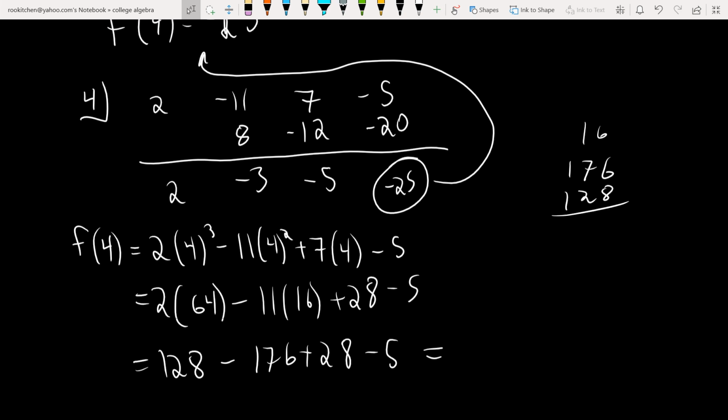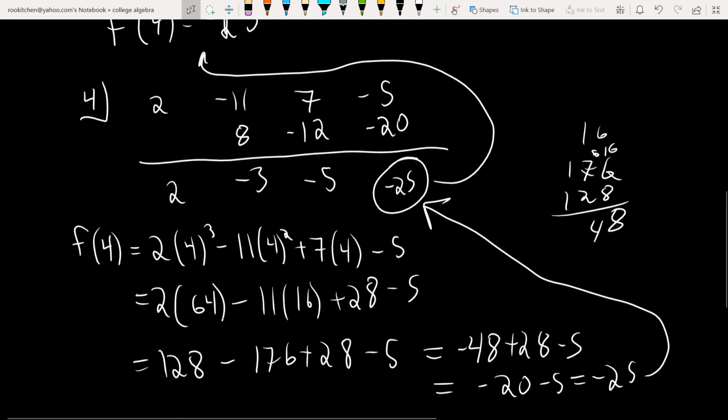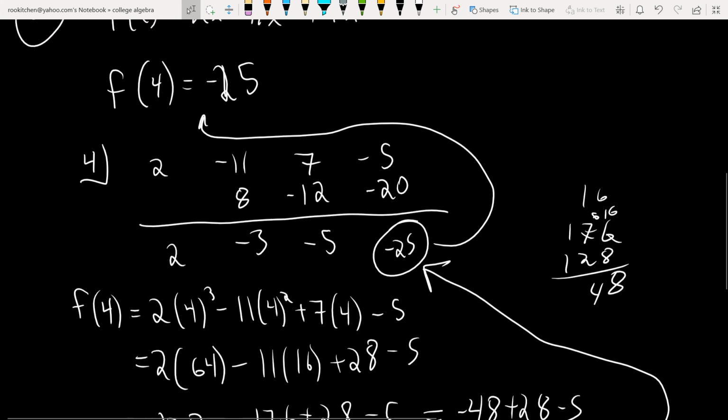128. Okay, so 6, 16, 8, 4. Negative 48 plus 28 minus 5 is negative 20 minus 5. Finally, minus 25. Okay, so look, a computer kind of has to do the same thing we have to do in order to get the answer.